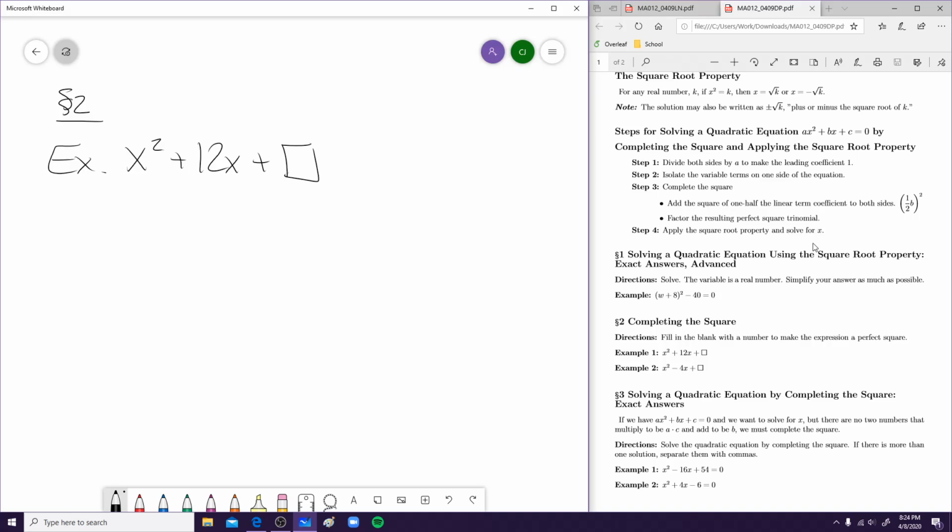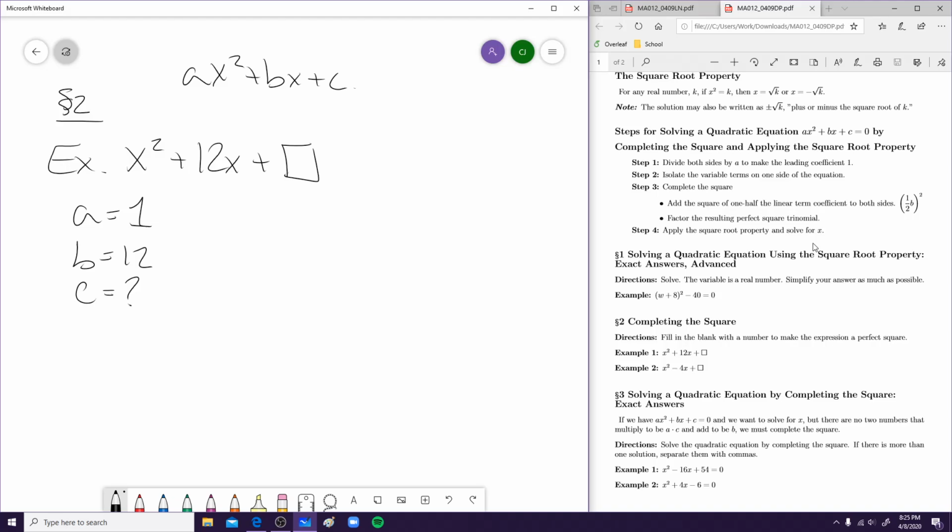Okay, so completing the square. First, let's talk about a, b, and c. We have ax squared plus bx plus c, right? Since we don't see a number here, the coefficient a is 1. B is the number attached to x, which is 12, and c is the number we are looking for. So what are we going to do? We want to find c. How do we do that?